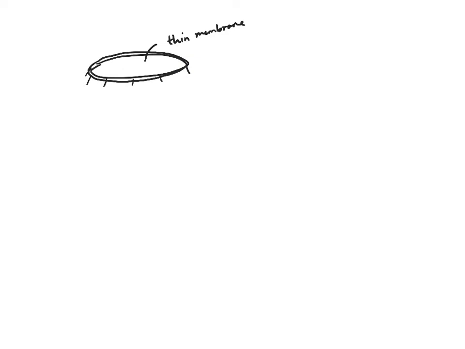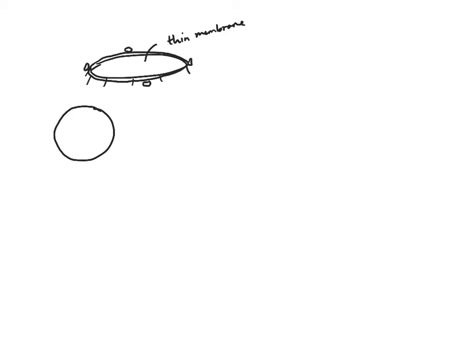And typically on a snare drum, there's little screws that you can use all the way around to tighten or loosen that membrane. And what that does is it basically tunes the pitch of the drum. Looking top down on that drum would be a circle.